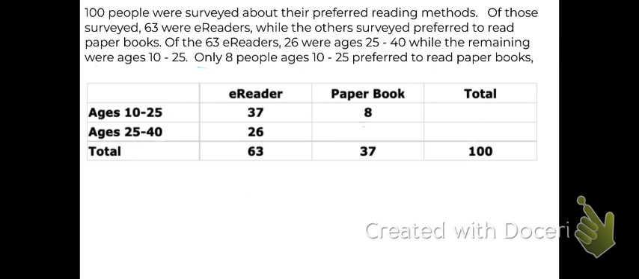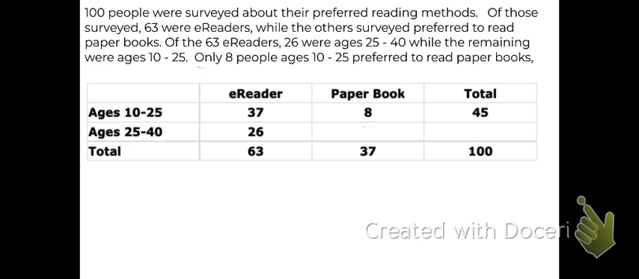So the rest we have to do, again, using our understanding of two-way frequency tables, and in particular, the totals. So remember, this total row here is saying the number of e-readers plus the number of paper book readers equals how many total people between the ages of 10 and 25. So just add those together.